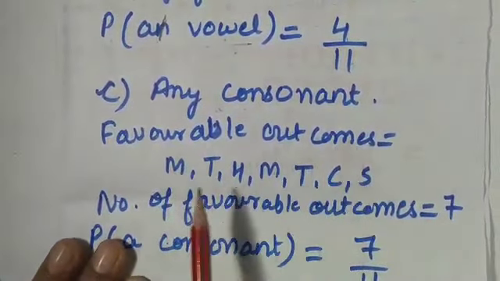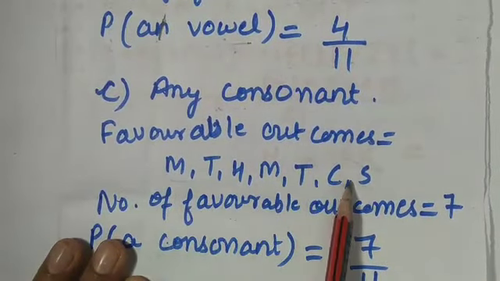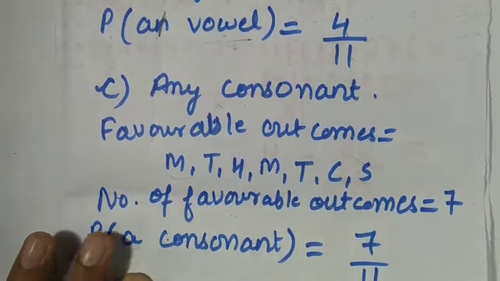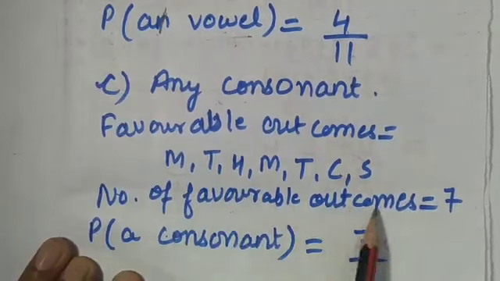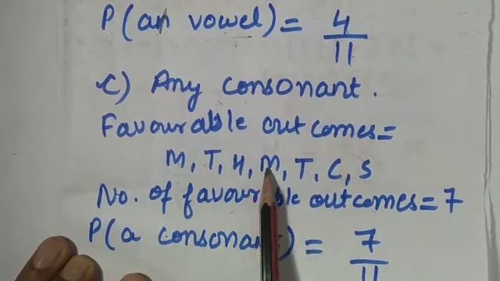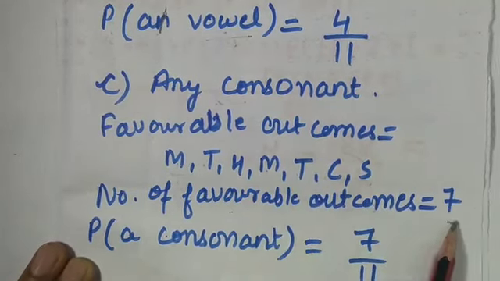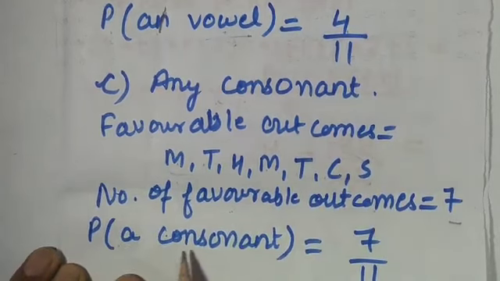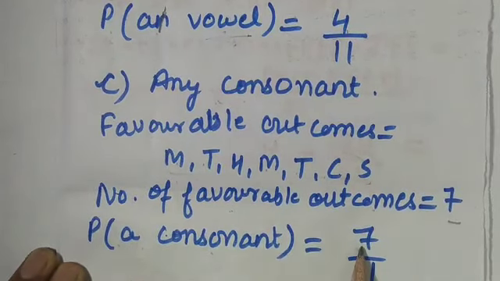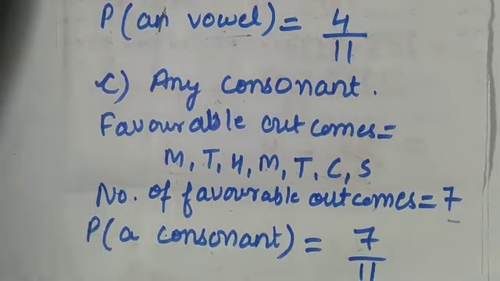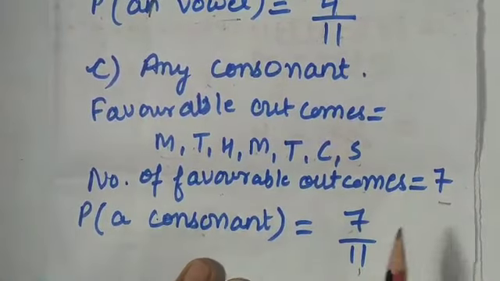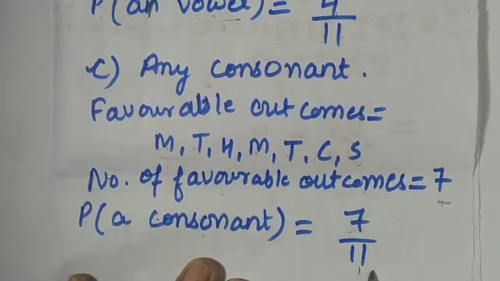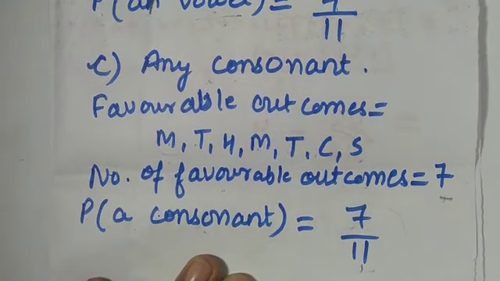So for favorable outcomes, we have all the consonants from the possible letters. So the number of favorable outcomes we have is 1, 2, 3, 4, 5, 6, 7. So the probability of a consonant is the number of favorable outcomes divided by the total number of possible outcomes. For favorable outcomes we have 7 and in total we have 11 outcomes. So 7 by 11 is the required probability.